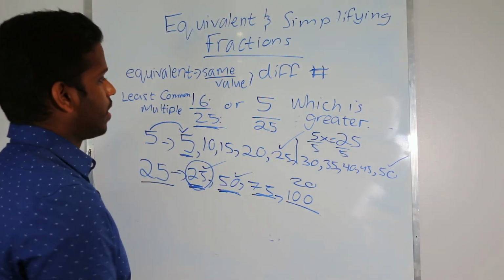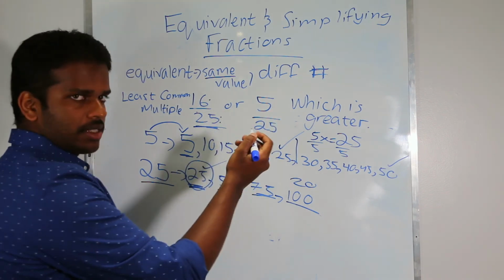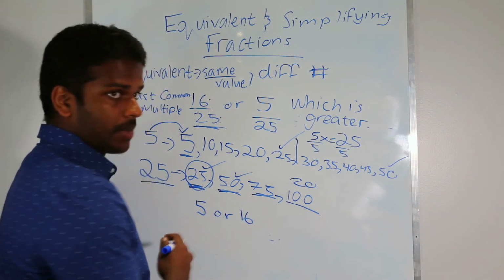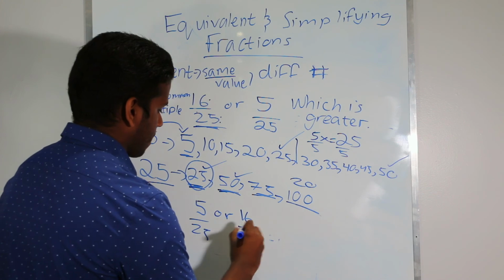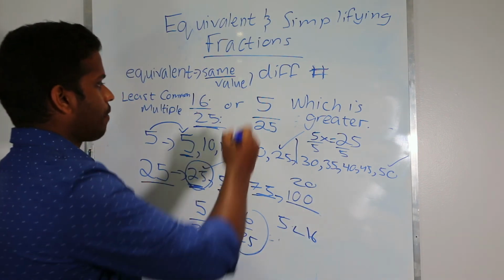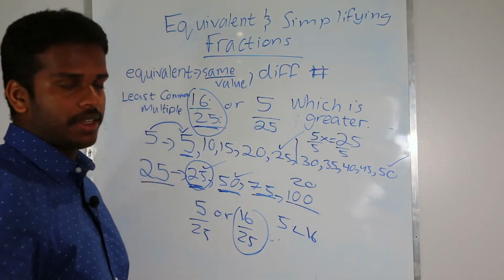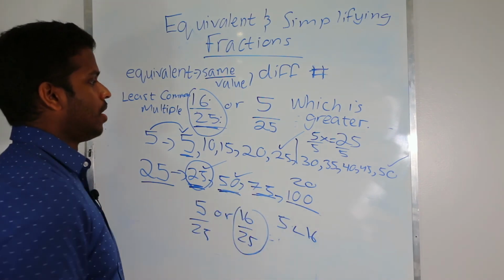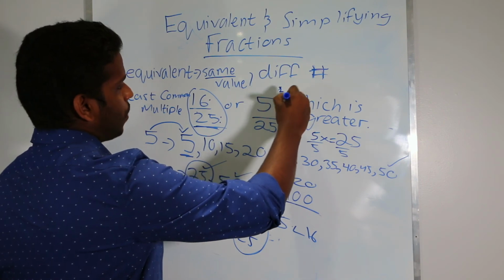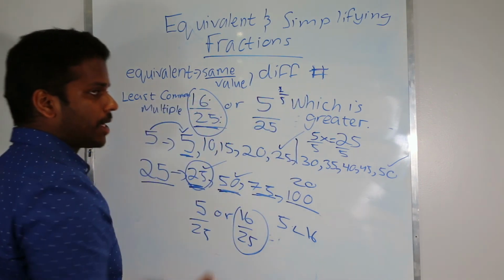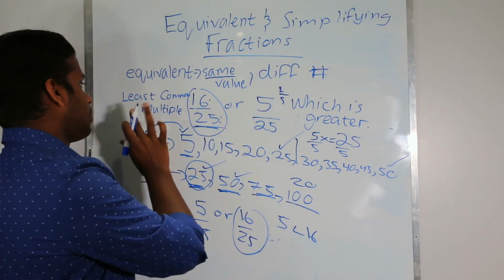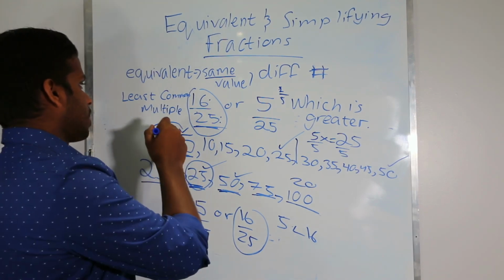So which is greater now? Since the bases are the same, which numerator is greater, 5 or 16? 16, because we all know that 5 is less than 16. Therefore, 16 over 25 is greater than 5 over 25. First we assumed that since 1 over 5, 16 over 25, this will be bigger, and it ended up being bigger. But sometimes this number that you had will be bigger. So we always have to make sure we use this method, the least common multiple method.